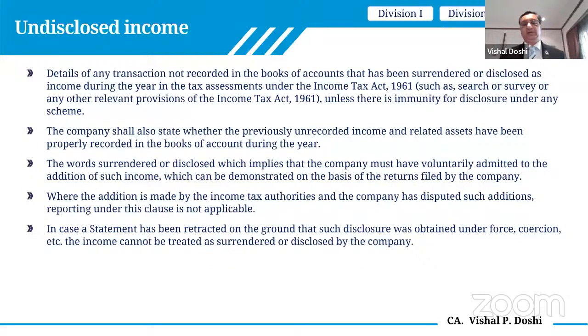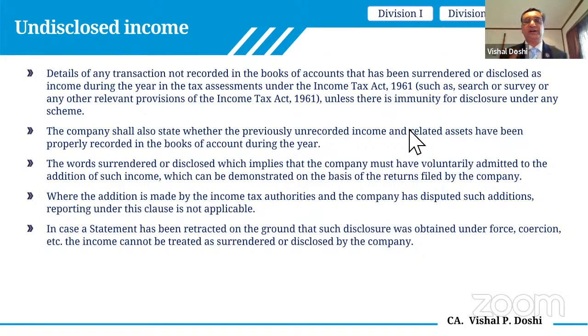Undisclosed income. This is a disclosure which is required where the company has surrendered or disclosed any income under the Income Tax Act, right? The first condition is that income that was not recorded in the books has been surrendered or disclosed voluntarily by the company or your client, unless there is any immunity. So that is the requirement.